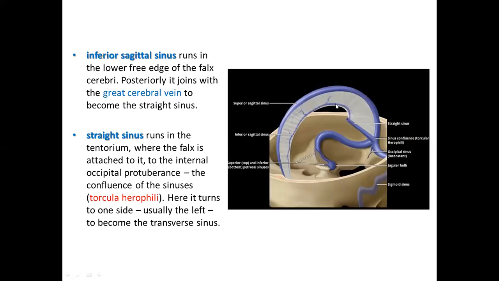Here, the inferior sagittal sinus runs in the lower free edge of the falx cerebri and passes posteriorly to join the great cerebral vein of Galen, forming the straight sinus. The straight sinus runs in the tentorium cerebelli where it is attached to the folds to the internal occipital protuberance here. Here will be the confluence of sinuses. When it passes posteriorly, it turns to one side, usually the left side, to become the left transverse sinus.